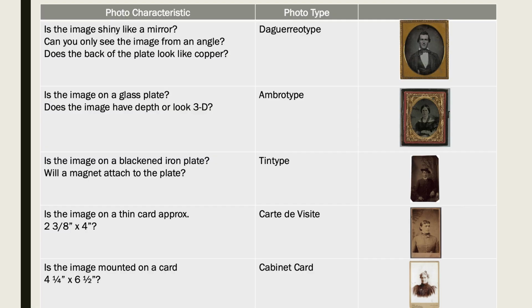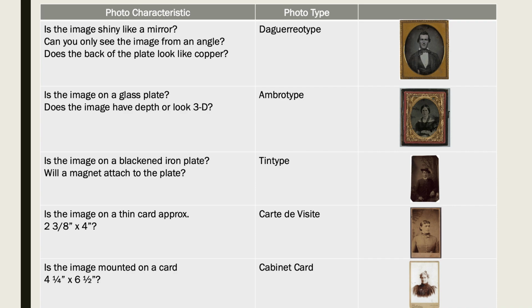There are many online charts and websites with information, one of the most useful being the Graphics Atlas, but a simple way to tell these formats apart is to answer the following questions. Is the image shiny like a mirror? Do you only see the image from an angle? Does the back of the plate look like copper? Then you have a daguerreotype.